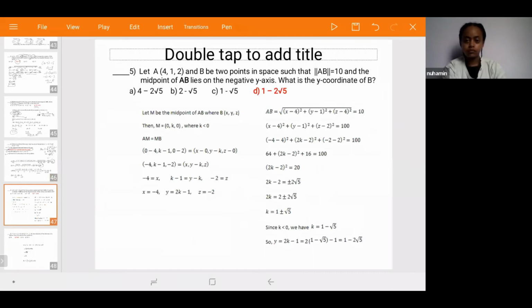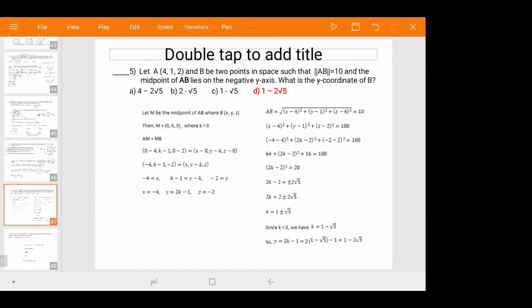Question number 5. Let A be the ordered triple (4, 1, 2). Let A and B be 2 points in space, such that the norm of AB is 10, and the midpoint of AB lies on the negative y-axis. Now, what is the y-coordinate of B?